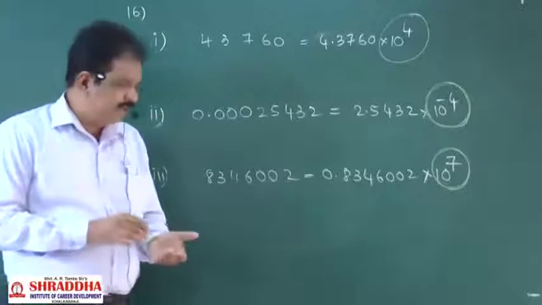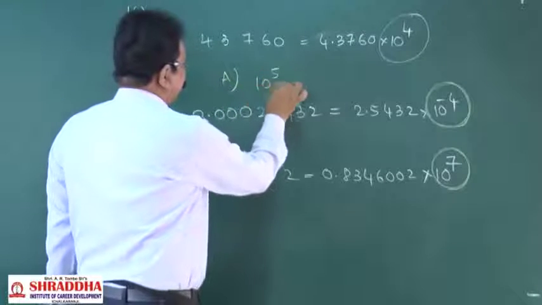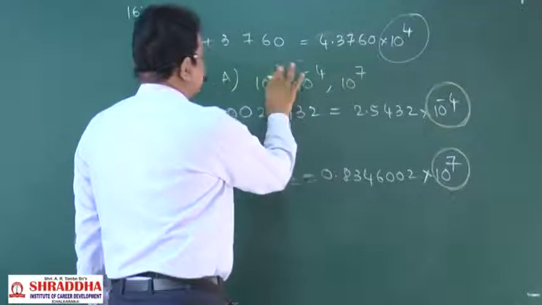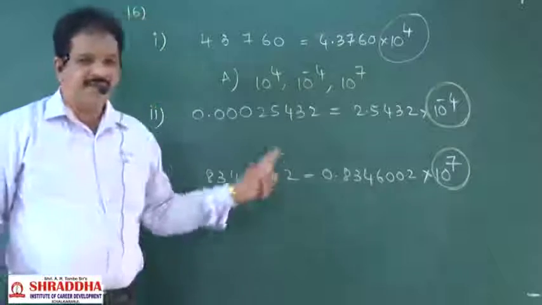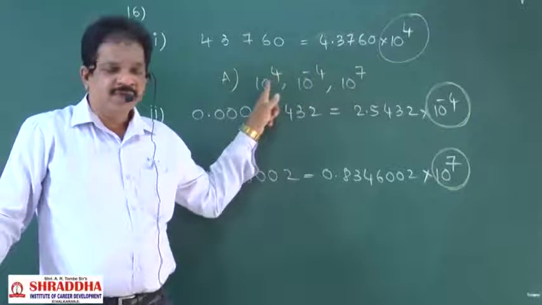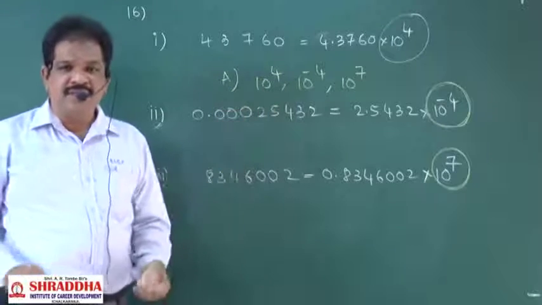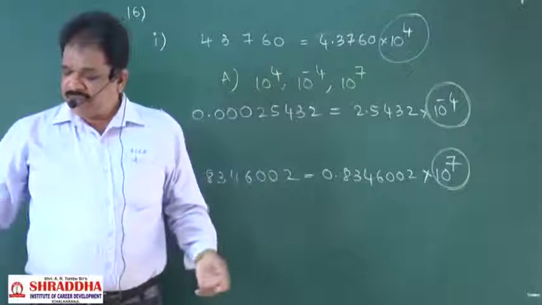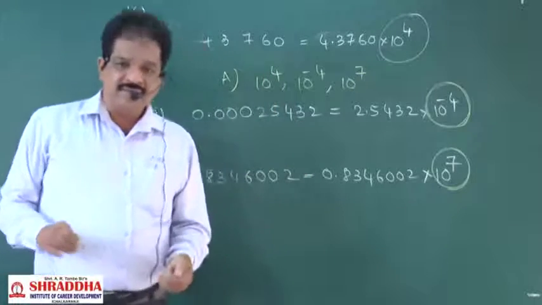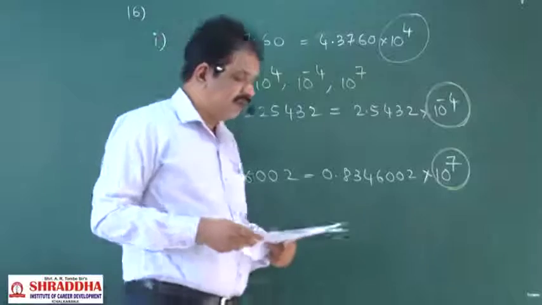Slightly modify the option A. Option A, what they gave is 10 power 5, 10 power minus 4, 10 power 7. Modify it as 10 power 4: 10 power 4, 10 power minus 4, 10 power 7. So that this is the option. Printing mistake is there. First option will be the answer. A will be the option. Answer, modify it as 10 power 4. Clear? Understanding? Good.